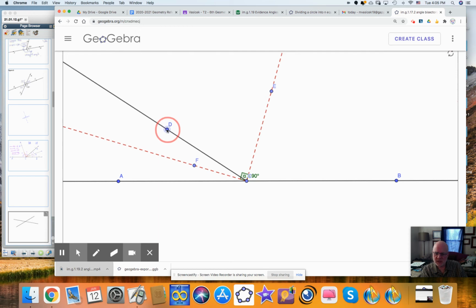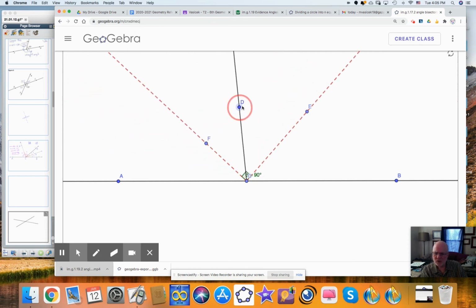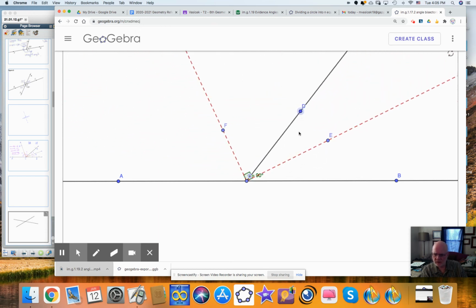It stays as 90. Why do you think it would be 90? Well, if I'm taking half of the one angle and half of the other angle, that's going to be half of two angles that add up to 180, and half of that would be 90. So this works all the time. This is a visual proof of the same thing.